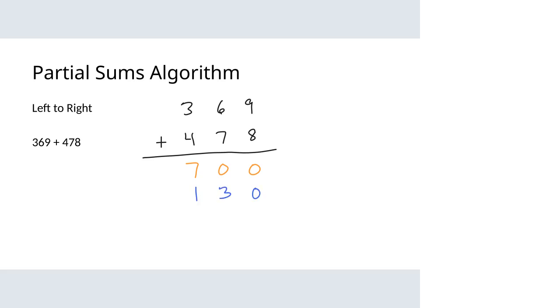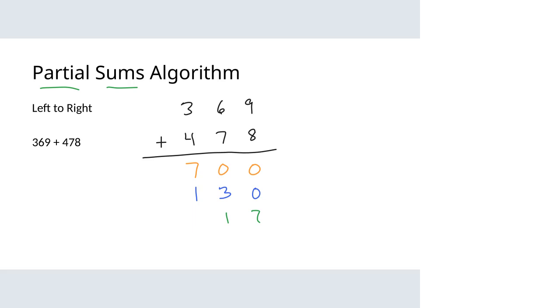And then finally, over on the right, I have 9 plus 8. And that 9 plus 8 is going to be 17. So I'll write that down as 17. The reason this is called partial sums is because I'm just doing a piece. I'm not getting the answer in one step. I'm doing a piece of it, a partial sum every time.